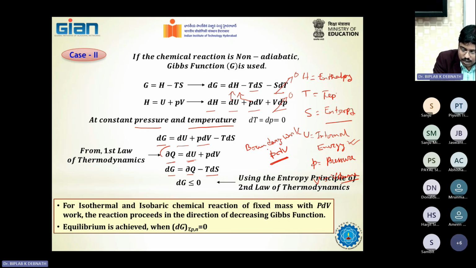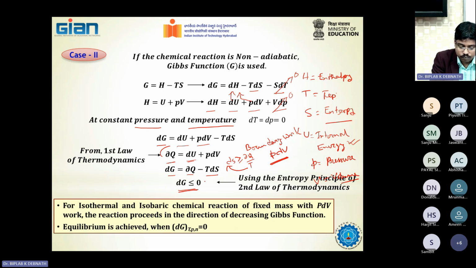Or we have earlier also seen that dS is greater than or equal to δQ by T. So from there, if you take T this side, TdS is greater than or equal to δQ, or δQ minus TdS is basically less than or equal to 0. So when we put this condition, then we get dG, change of Gibbs function, is less than or equal to 0.